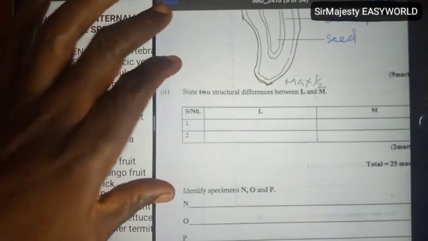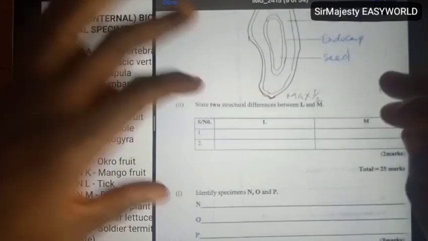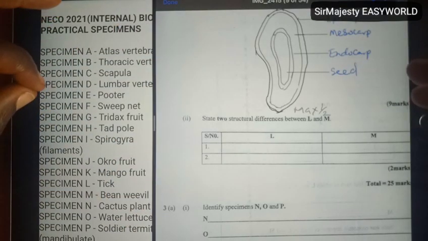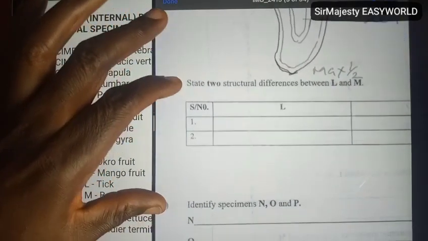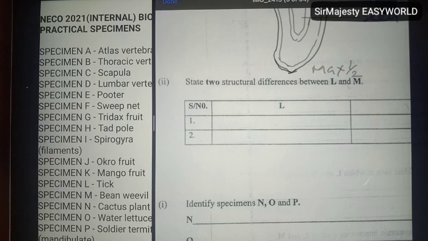Number next says state two structural differences between L and M, and over here our L is a tick and the M is a bean weevil. Structural differences. Here you need a hand lens to enable you make the difference, but first know that in L, which is a tick, you say antenna absent. Ticks don't have antenna because just like other arachnids, they lack antenna. I think they are the group of arthropods that lacks antenna, the arachnids, that's the spider group, they don't have antenna.